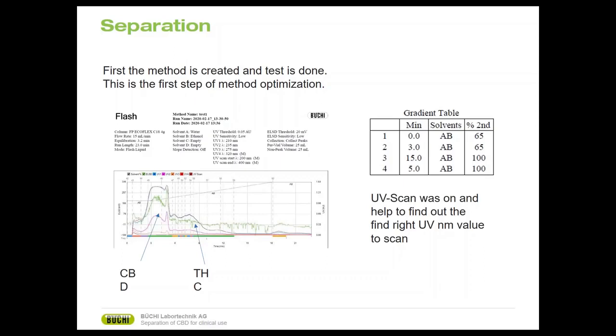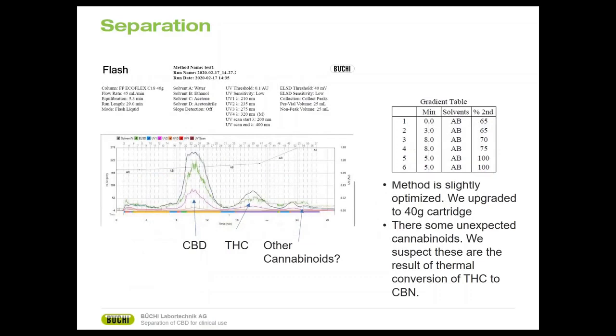We had the peaks for CBD and THC and a little bit of something at the end. However, the separation was not very good. That's why we need to optimize our method. We used the UV scan details for the exact UV signals of the cannabinoids. So on the left-hand side, there's a big peak. This is CBD. And on the right-hand side, you have a slightly smaller one, and it is THC. However, this separation is not very good. So we optimized our method a little bit and changed our cartridge. So this is the second one we had.